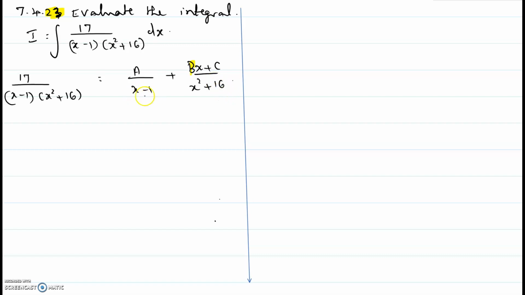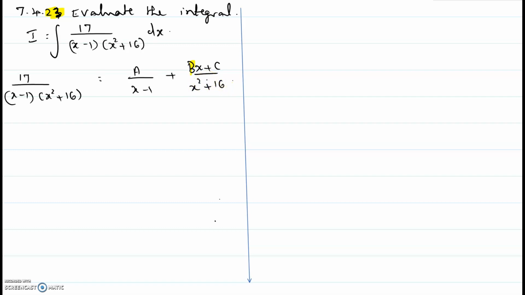So if the denominator is linear, the numerator will be just a constant. If the denominator is quadratic, which is of degree 2, then the numerator has to be a linear one, which is Bx plus C. This is the case when the denominator is an irreducible quadratic factor, which cannot be factored as a product of two linear factors.